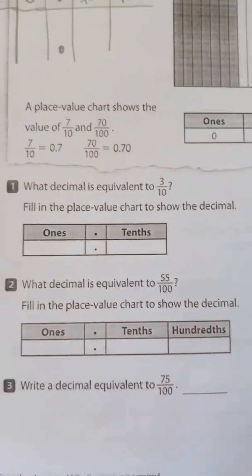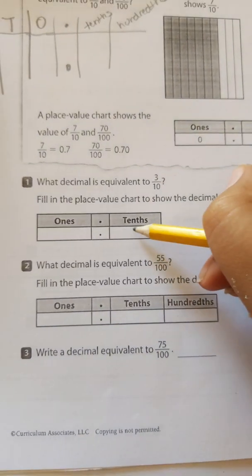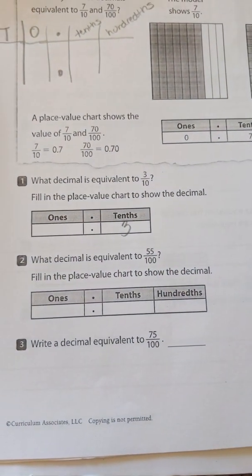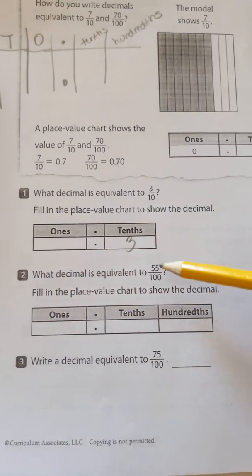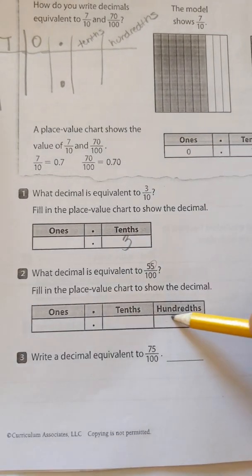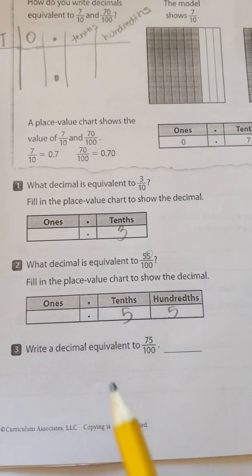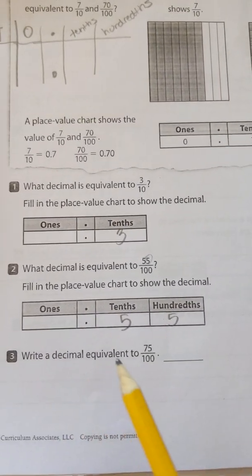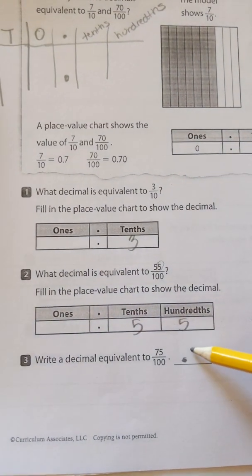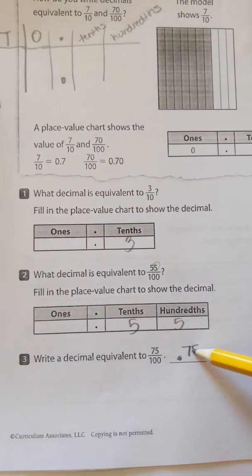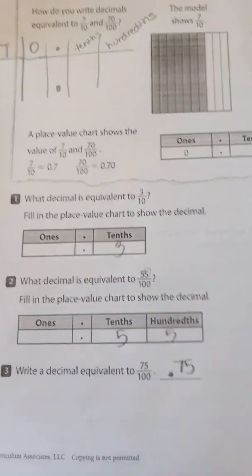All right, let's try it. What decimal is equivalent to 3 tenths? Well, put a 3 in the tenths place. Bam. Done. What decimal is equivalent to 55 100ths? Remember I told you the last digit needs to be in the hundredths place. 55 hundredths. Write a decimal equivalent to 75 hundredths. Well, we're going to put our decimal. There's a 7 in the tenths, a 5 in the hundredths, which makes 75 hundredths.